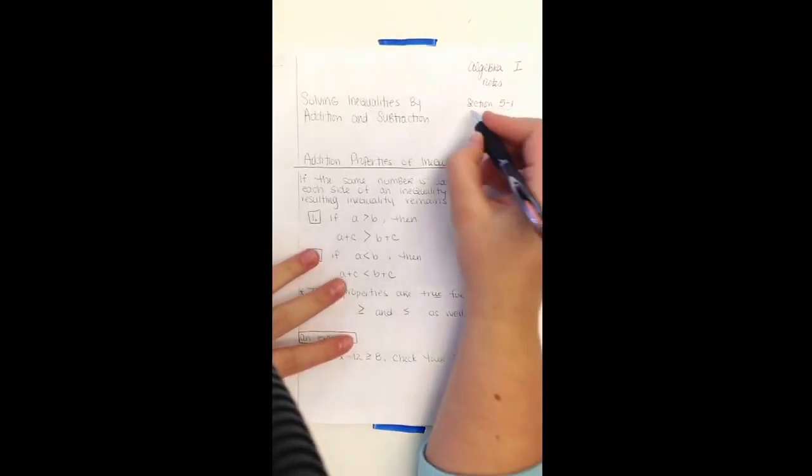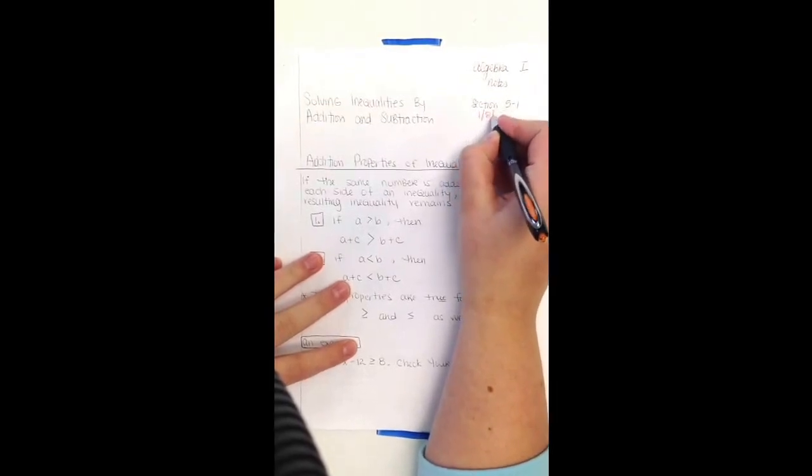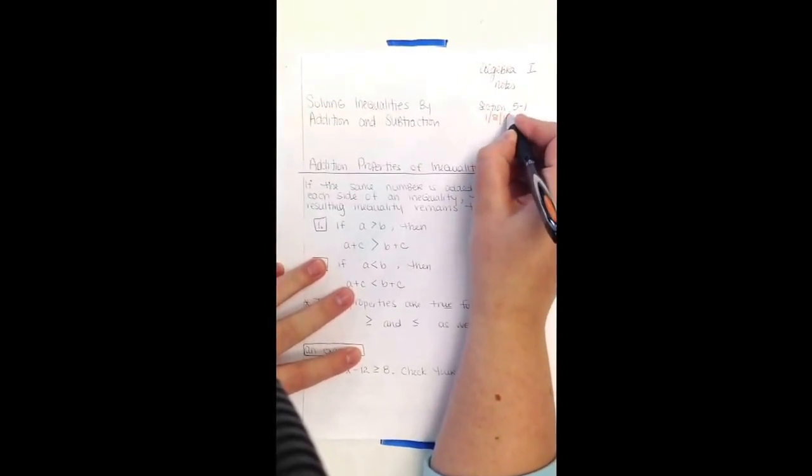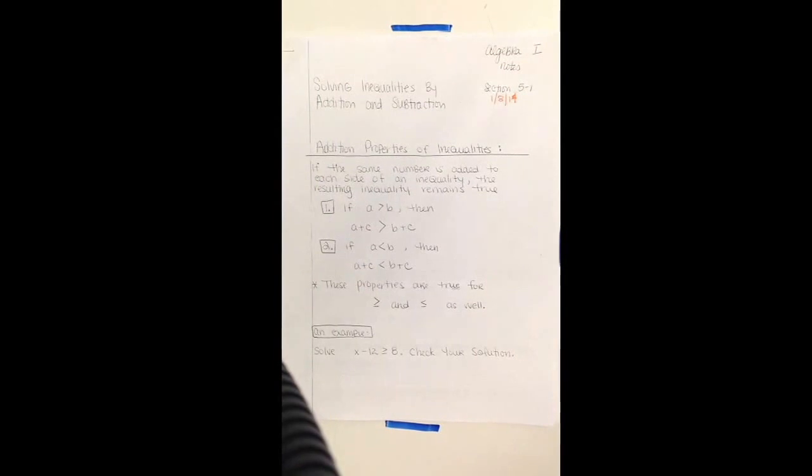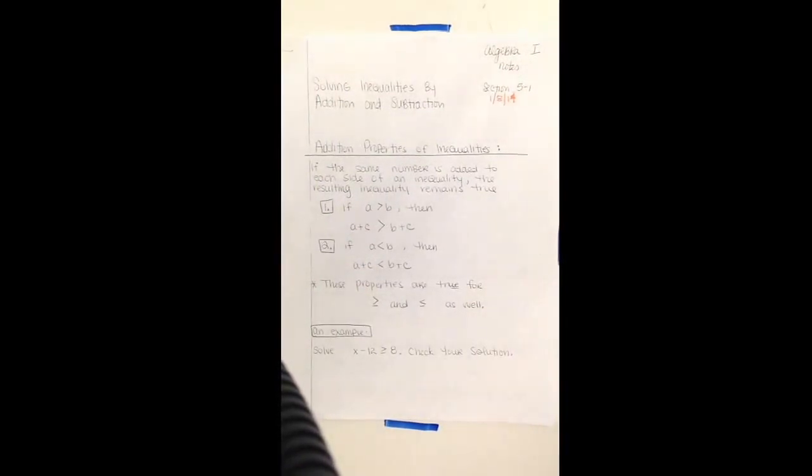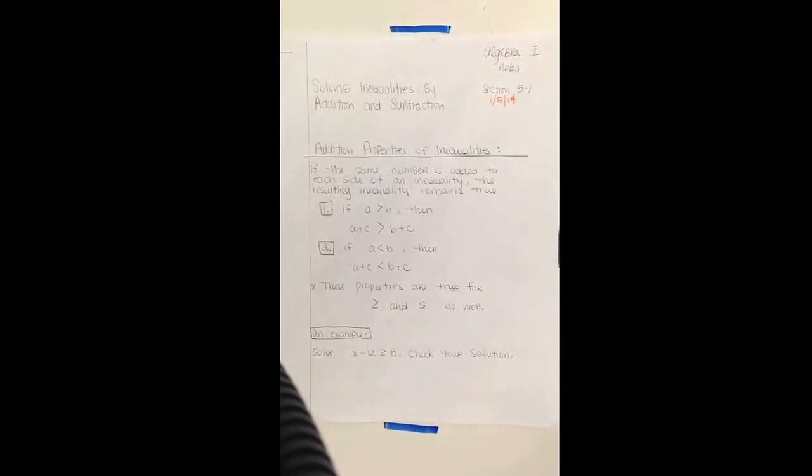Before we get started, today is 1/8/13 or 14. Okay, so the addition property of inequality reads, if the same number is added to each side of an inequality, the resulting inequality remains true. That's the exact same property as the addition property for equality.